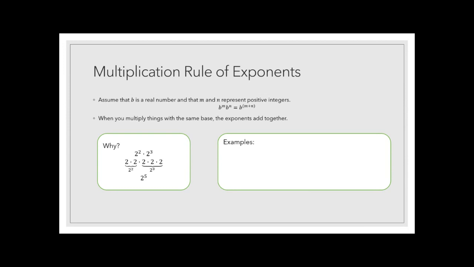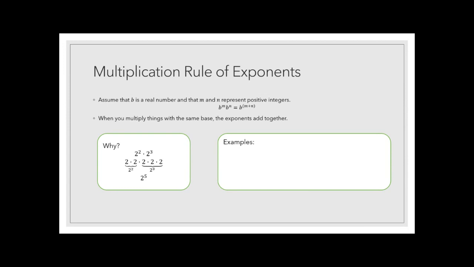And why this occurs, well, let's look at my example here on the left. If I have 2 squared times 2 to the 3rd, if I expand this out, 2 squared is 2 times 2. And 2 to the third is 2 times 2 times 2. There's 3 of them together. When you count how many 2's I have multiplied, I now have 5 of them multiplied together. So that gives me 2 to the 5th as the final answer. So basically, those exponents 2 and 3 got added together, and that gets me 2 to the 5th.